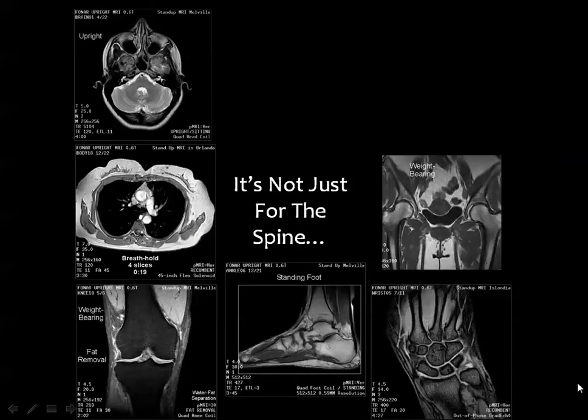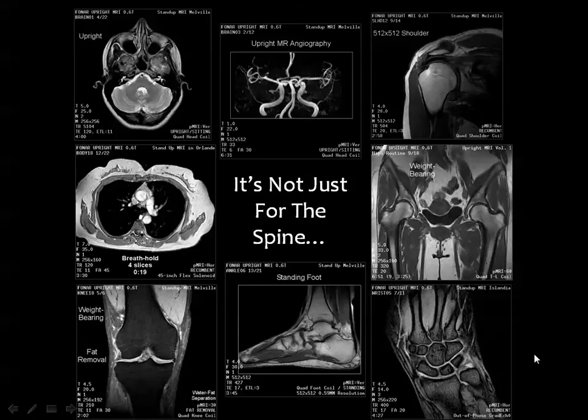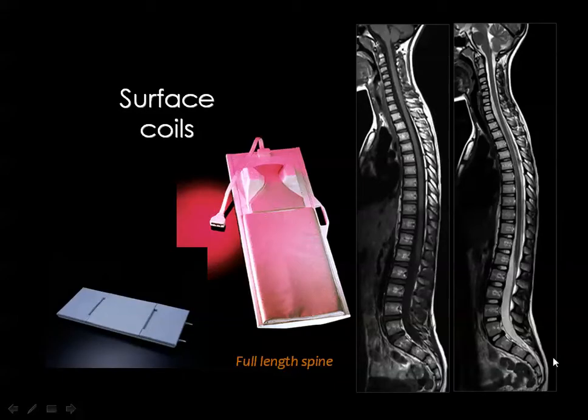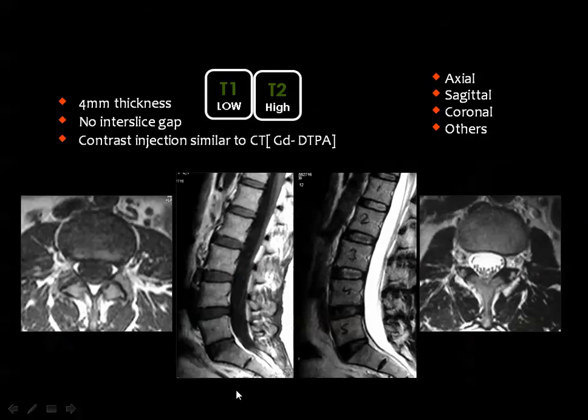This machine, as I have said before, is no more just for the spine, but it can examine all parts of the body using the different surface coils. And in order to examine the spine, you should use the surface coil. The best surface coil should be close to the spine and not move with respiration. So the surface coils for the spine are like this, where the patient lies on his back and the coil is very close to the spine and does not move with respiration.